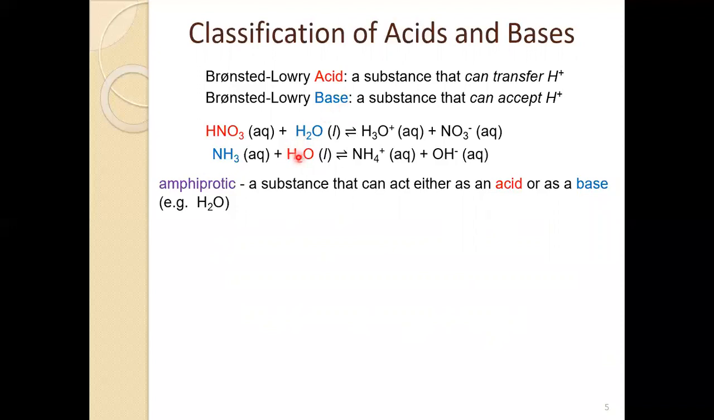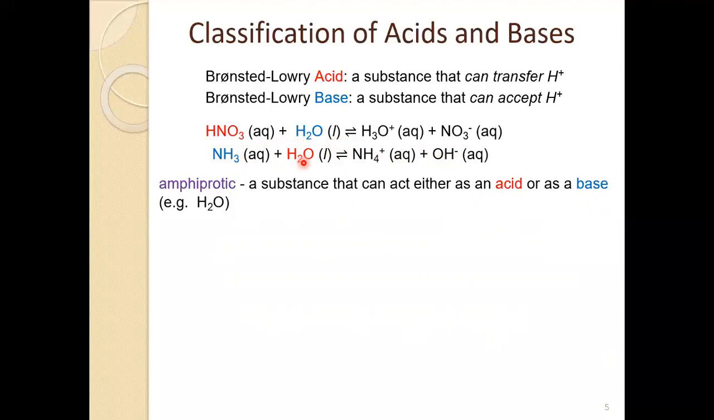Whereas in our second example, the reaction of water with ammonia, ammonia reacts with water and produces ammonium and hydroxide. Ammonia is behaving as a base because it's gaining a hydrogen ion. But where is it gaining the hydrogen ion from? It's gaining the hydrogen ion from water. So water loses the hydrogen ion, going from H2O to OH-. So in this example, water is behaving as an acid.